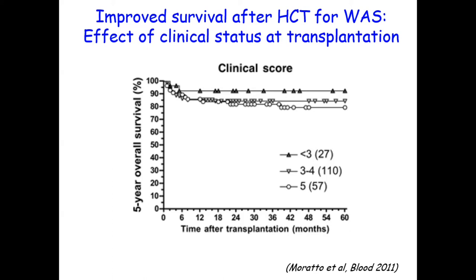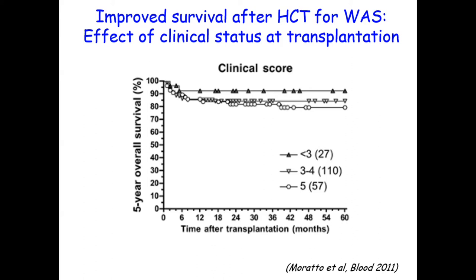The clinical status of the patient at the time of transplantation has some impact. Not a dramatic impact, but some impact. So this is actually Dr. Ochs' score, which is important in defining how bad the clinical history of the patient was prior to transplantation. These are infants that had what we would call a milder form of the disease, or XLT, if you want, who went to transplant with a score less than 3. These are patients with classical Wiskott, but not the most severe form of Wiskott.